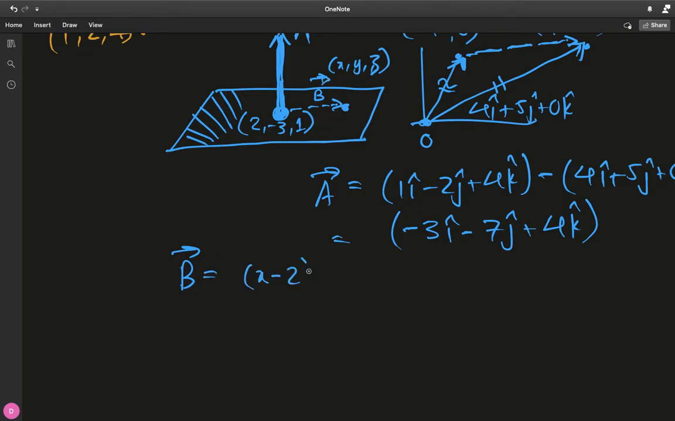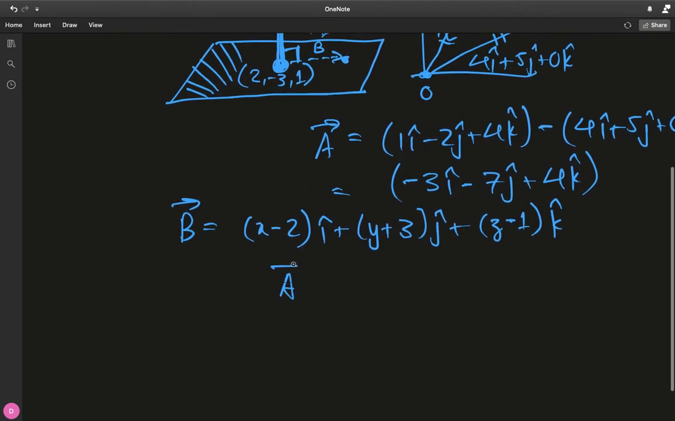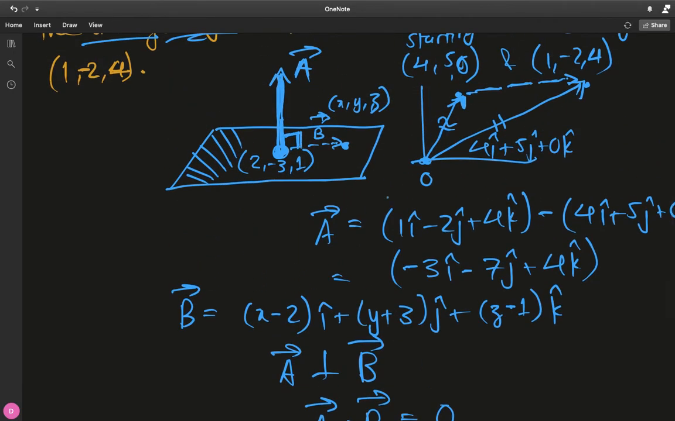So x minus 2 i cap, I'm doing it directly now, plus y plus 3 j cap plus z minus 1 k cap. And notice an interesting thing, since A is always perpendicular to this plane and B always lies on this plane, both of these A and B are perpendicular to each other. So A vector is actually perpendicular to B vector. And what do we mean by perpendicularity? It means A vector dot product B vector is equal to 0, right? Because the angle between them is 90, so the dot product will always be 0.